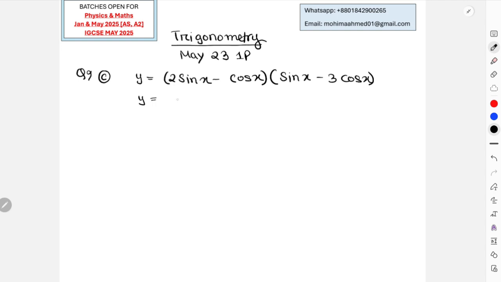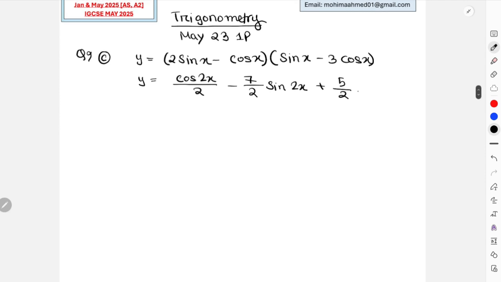We got cos 2x over 2, I'm not taking half common over here, minus 7 over, yeah, this one actually becomes 7 over 2 sine 2x and then again 5 over 2, right? This was the expression. Now I have to dy by dx this.